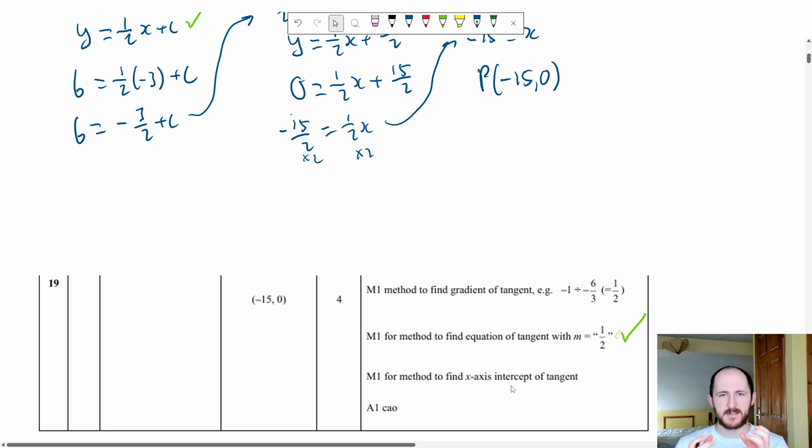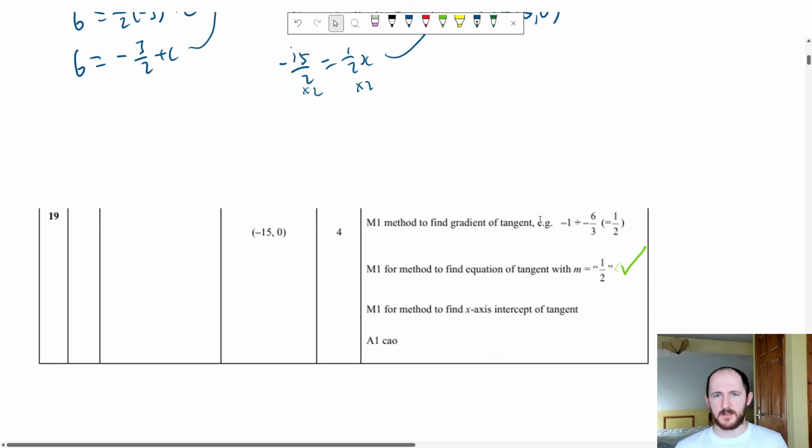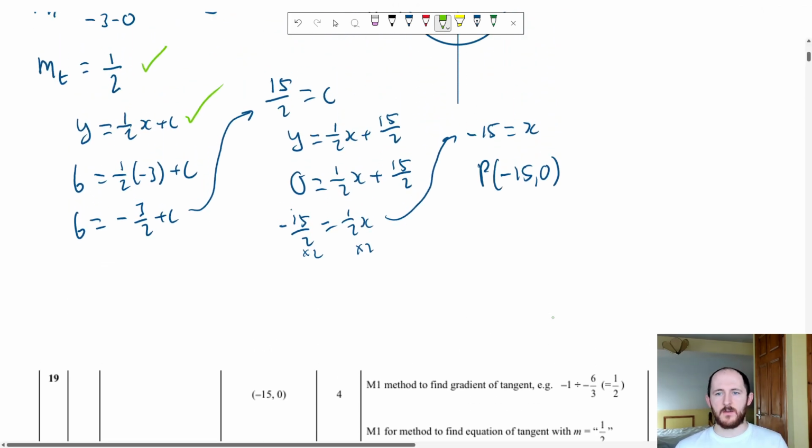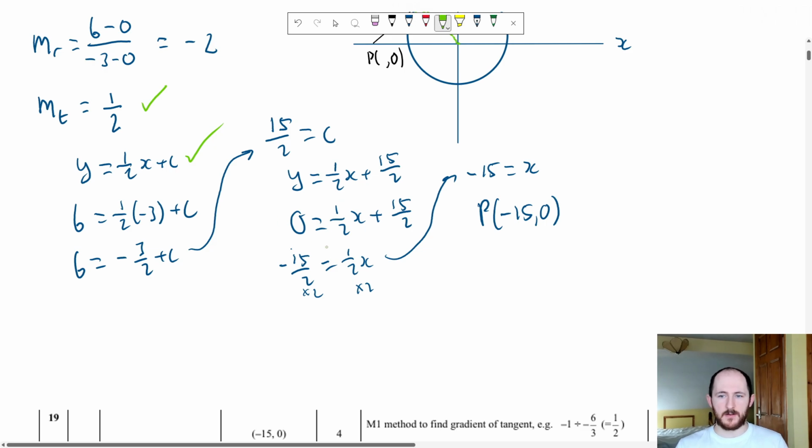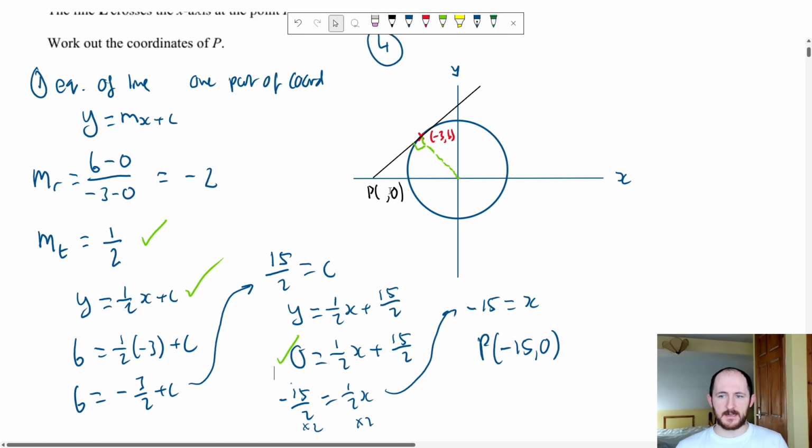I know that sounds like the same thing, but I would recommend, if you were trying to read this question, I would assume that most people wouldn't know how to. If you didn't know how to do it before, this wouldn't really help you much. So do keep that in mind when you're going through those past papers. And it says here, for method to find x-axis intercept of tangent. Well, that's when we subbed in y equals 0. So again, drawing that out and explicitly writing it was useful.